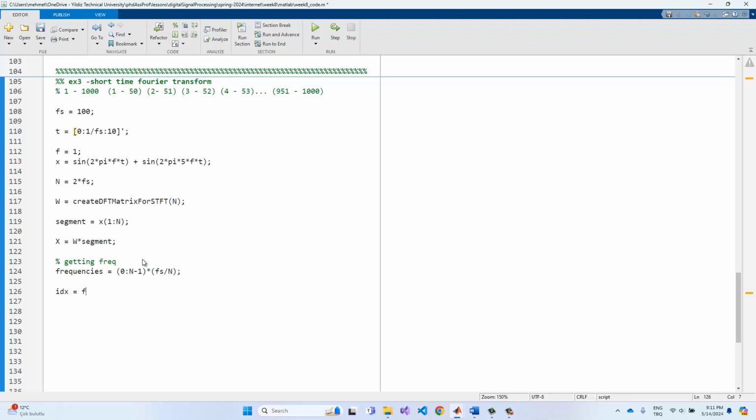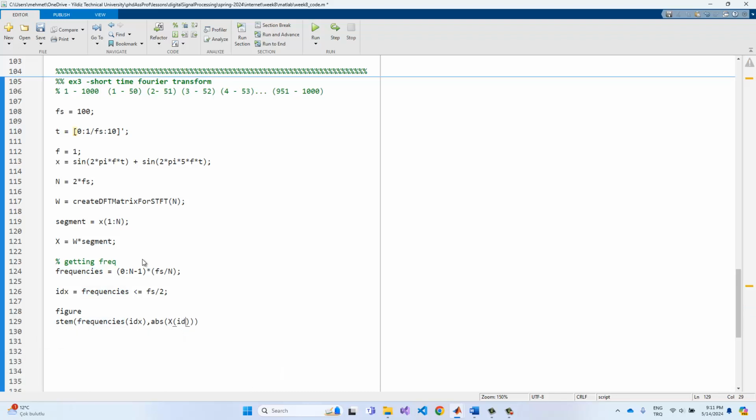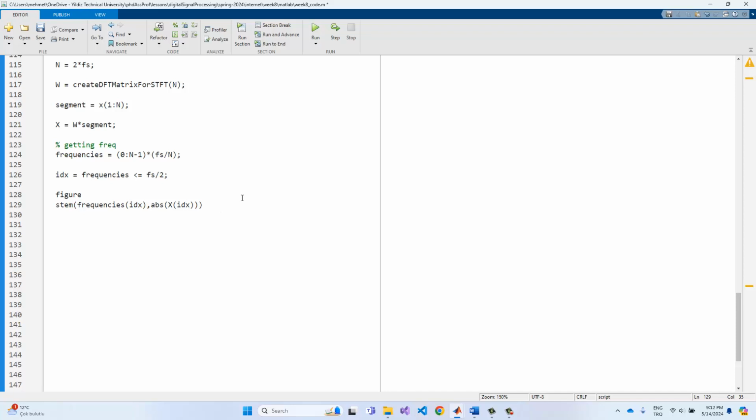Okay, and so idx must be assigned with the frequency smaller than fs divided by 2. Okay, and so the figure must be built with the stem figure. The frequency is idx and the absolute values of x at idx, because we have the real and the imaginary parts of the x in here. And also we need to create the hypotenuse coming from this one. And so if we take the absolute values of this term, we can observe the magnitude of this signal, even if it is written in the imaginary part of the signals. Okay, otherwise we cannot observe that.